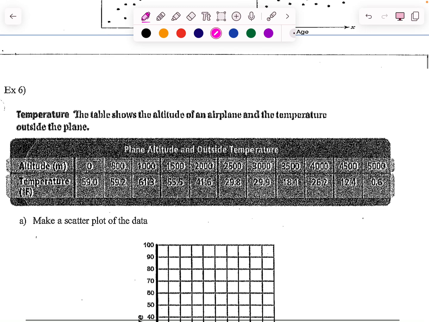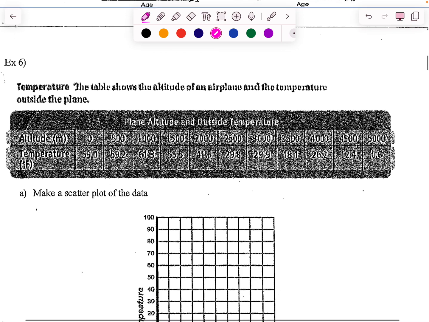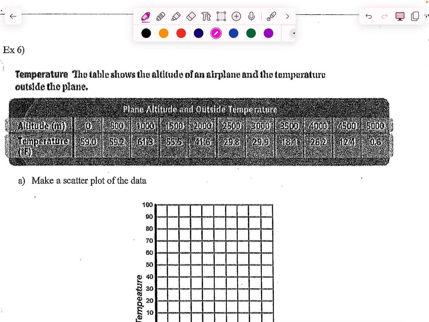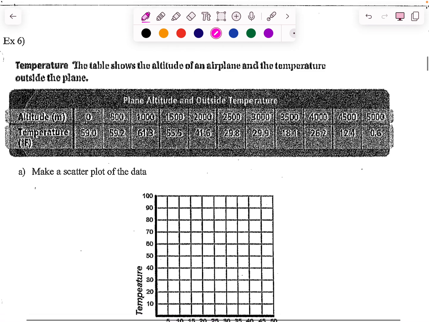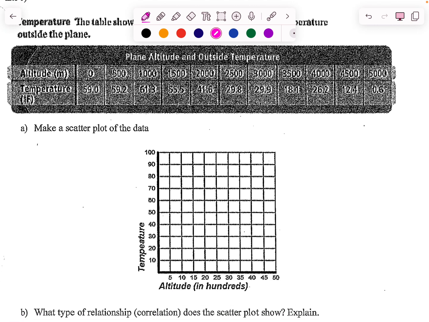So the table shows the altitude of an airplane and temperature outside the plane. If you do not have your calculators out, please get them out now. We want to make a scatter plot of this data. So I'm going to take the points 0, 59, not 590. I'm going to put it right here. So I'm graphing what my scatter plot says. So in the bottom, it's altitude in hundreds. So this 5 means it's 500.